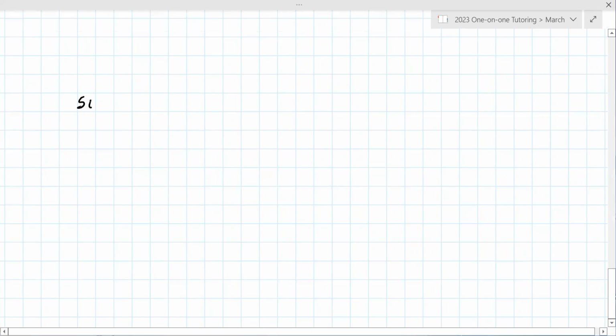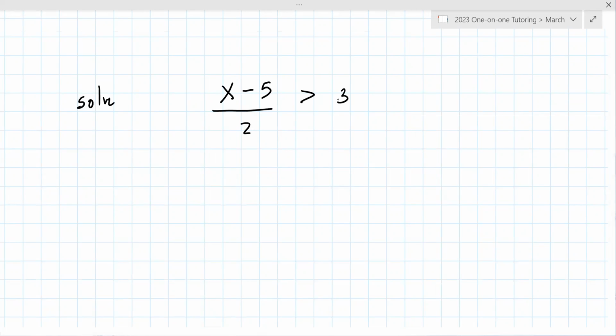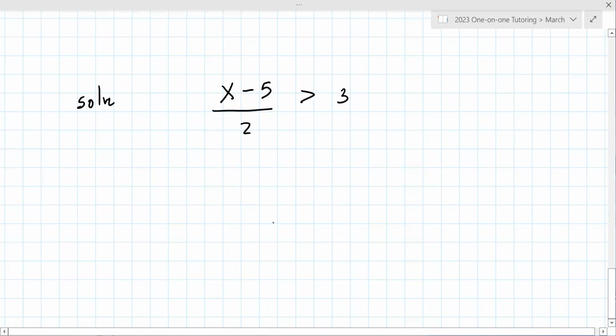All right, so I want you to solve (x minus 5) divided by 2 greater than 3. This is just me throwing a problem out there to see if this is something you know how to do or don't know how to do. It's okay. Your answer will be X greater than a number or X less than a number or something else. But your goal is to isolate X.